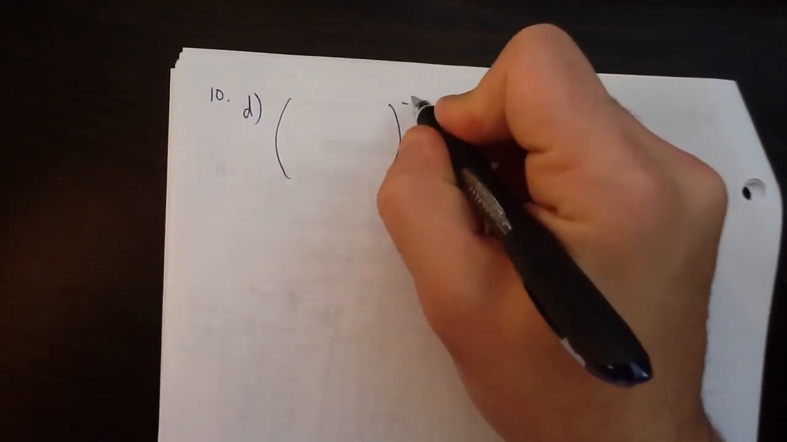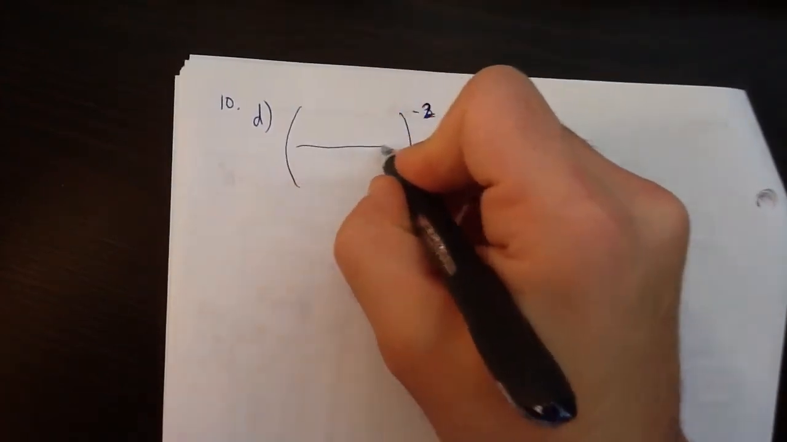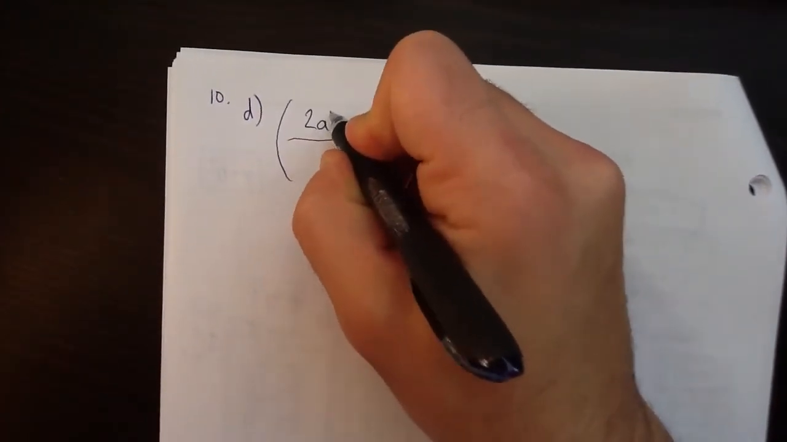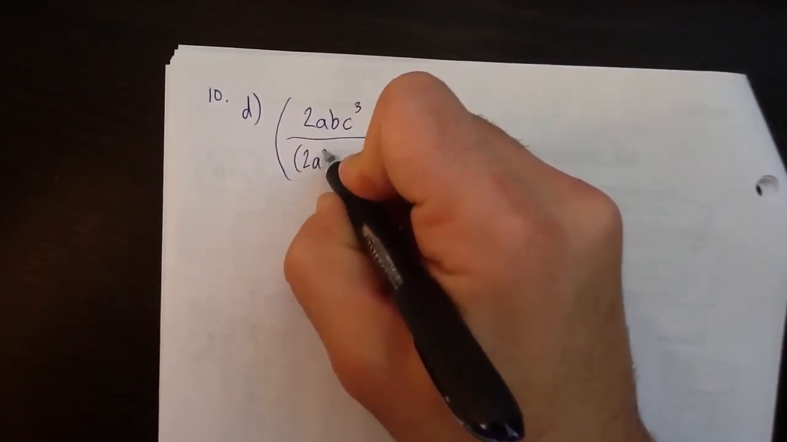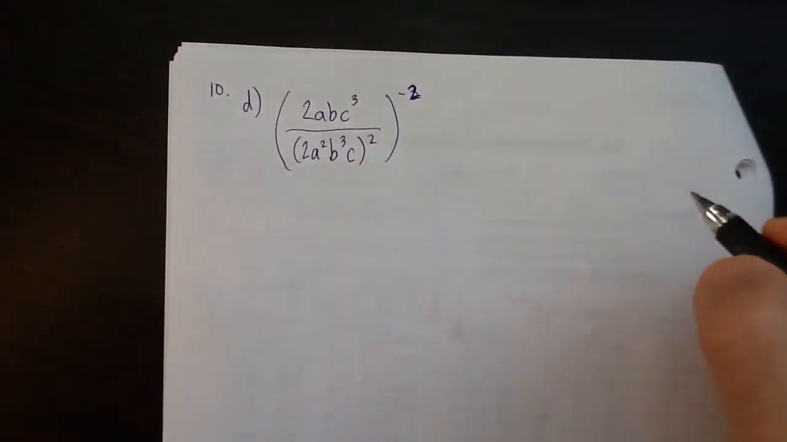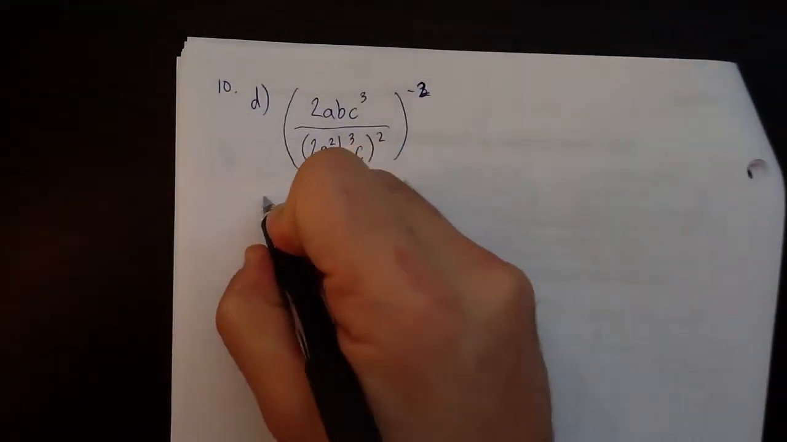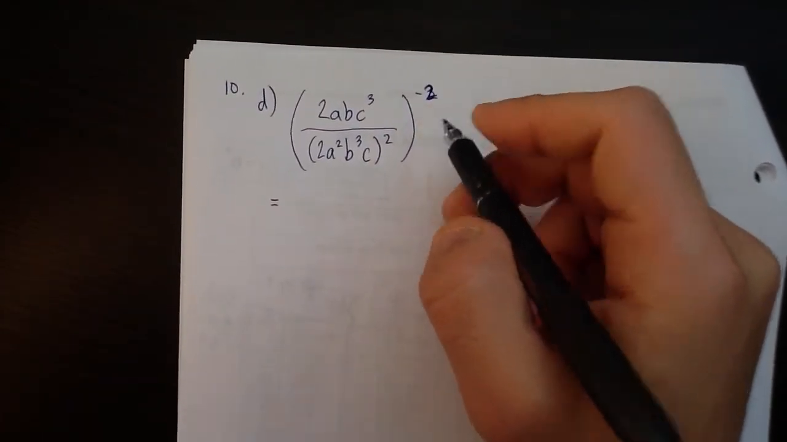So I have all this to the power of -2. All this to the power of -2, and it's a big fraction. There's 2ab c cubed, and over here I have 2a squared b cubed c all squared. Okay, so again, don't start messing around with this thing over here. I would leave this to the very end.